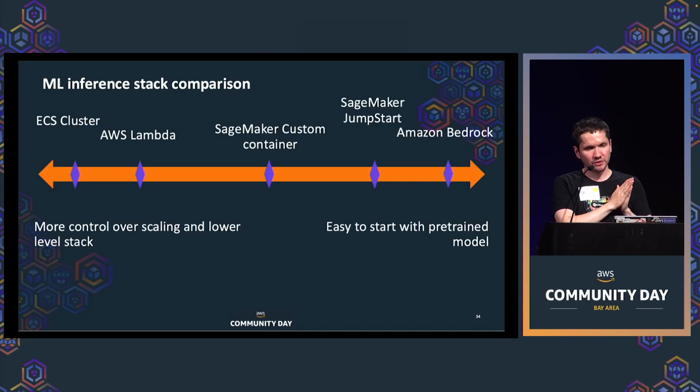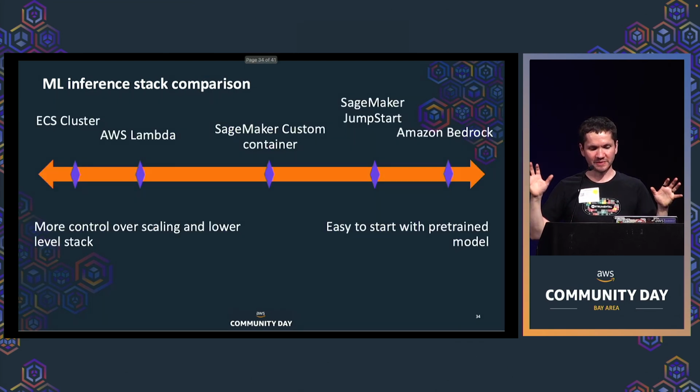So if we put all of these options on the axis, on the left side we have more control over scaling and lower level stack. On the right, we have easy to start with pre-trained model. So basically, it really depends on your use case. There is no single answer.